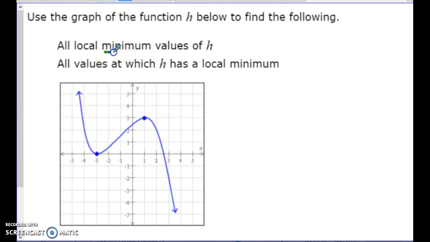All right, so minimum means I'm looking for a low spot. So it's going to be associated with this spot. It doesn't include infinities because that's not a change in direction. So it's a low spot here, it goes from decreasing to increasing. This is the ordered pair (-3, 0). The minimum value is the y value. So hopefully you said 0. All values at which it has it, that's going to be the x value, and that's going to be -3. Pretty easy with a little practice.